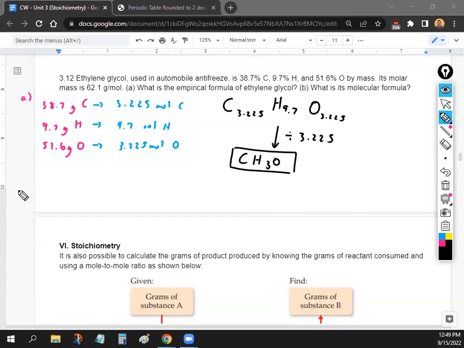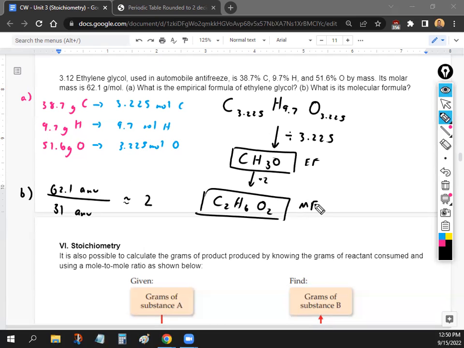So for the molecular formula, all we need to do is take the molar mass of the actual, so 62.1 AMU, and then divide that by the molar mass of the empirical, which you should get exactly 31. That is going to give us a factor of about 2. And then all we need to do is multiply the empirical formula by 2. So you should get C2H6O2. And there you go. That is the molecular formula for this compound.